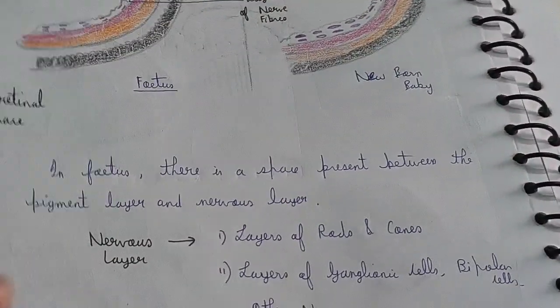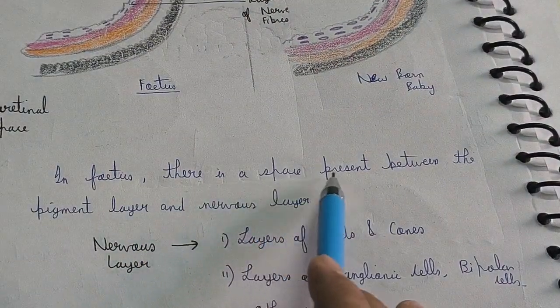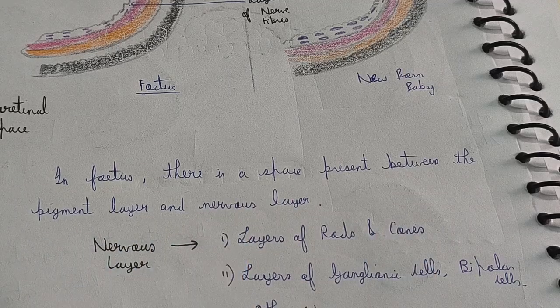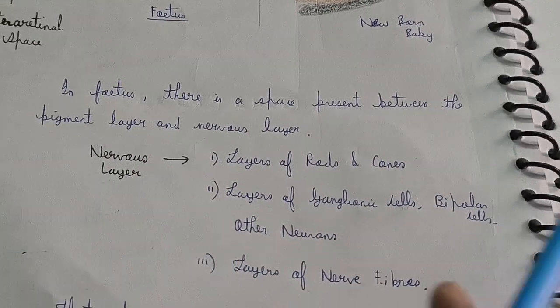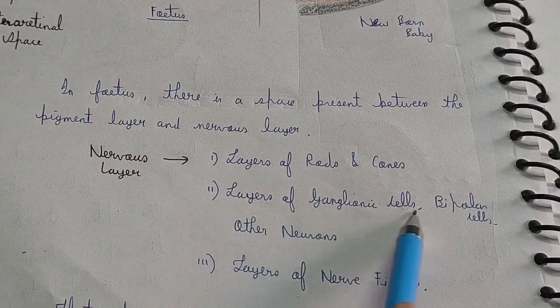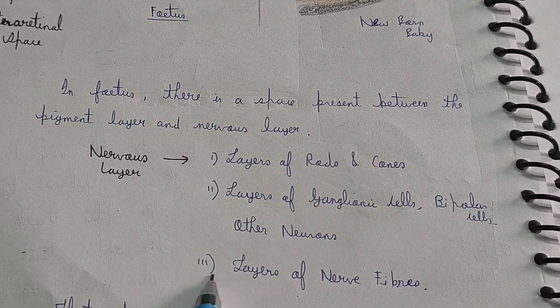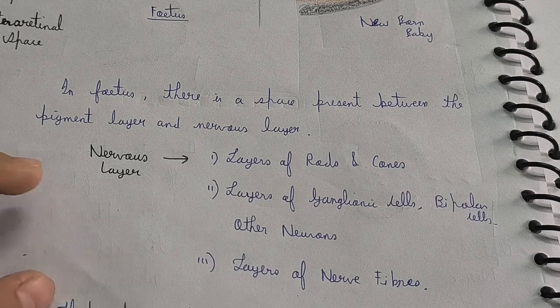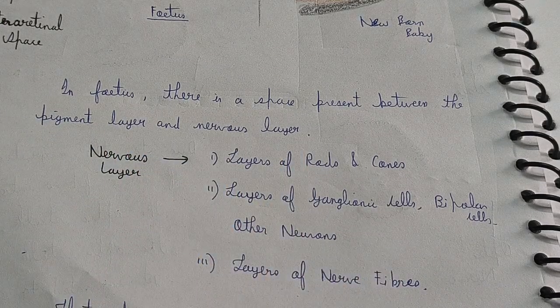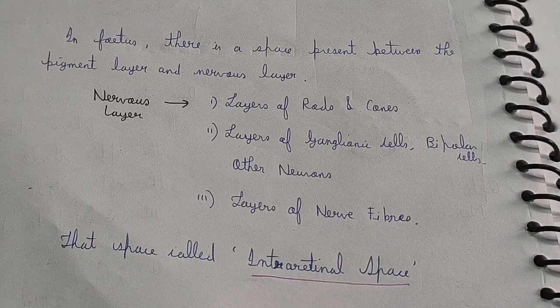So I have written that in the fetus there is a space present between the pigment layer and the nervous layer, and as you already know, the nervous layer consists of layers of rods and cones, layers of ganglionic cells, bipolar cells, other neurons, and layers of nerve fibers. But the space present between the pigmented layer and the nervous layer is known as the intraretinal space.